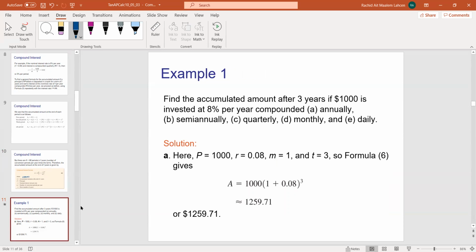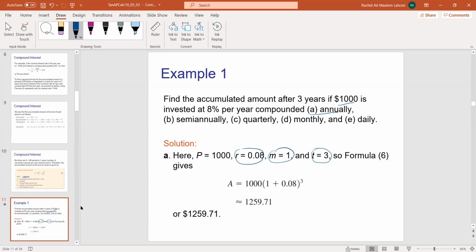Find the accumulated amount after 3 years if $1,000 is invested at 8%. So let's first, annually means N. Usually if you look online, you're going to find the compounded formula and they use N. And here we use M, it doesn't matter. But we know it's one time per year. One time per year. The period is 3 years.